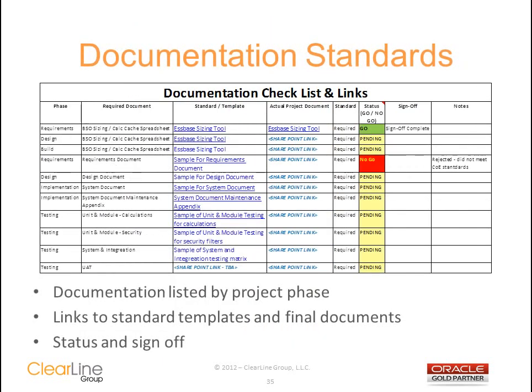Here is another example of a standardized checklist. This sample is for required project documentation. It shows the phase of the project that each document is required for and the type of document it is. This is followed by a link to the appropriate document template and a column for the development team to post a link for their final document. It also uses the same type of go, no-go approval with sign-off for each document.